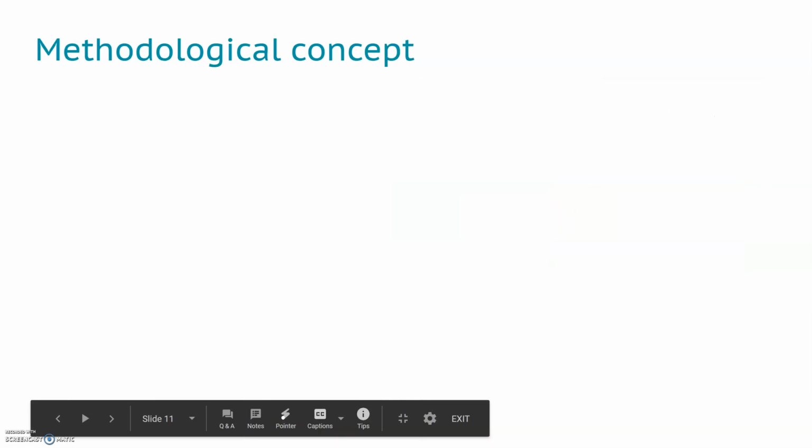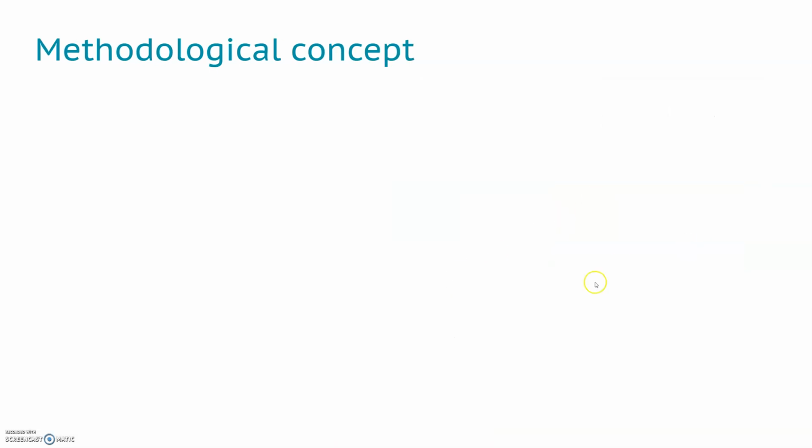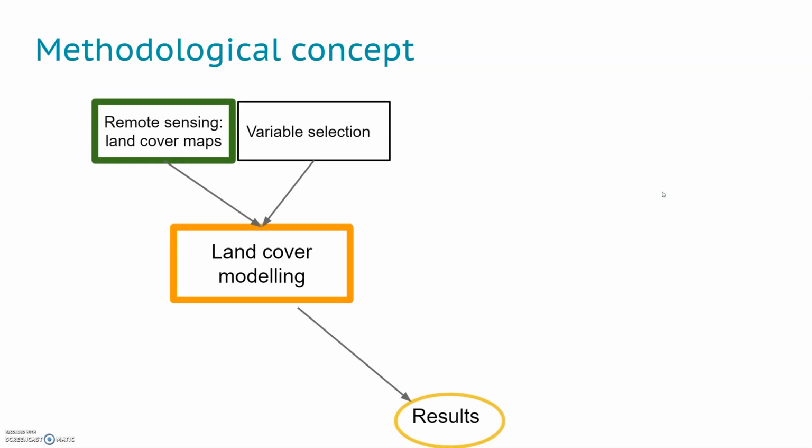Okay, so now I'm going to walk you through our methodological concept map. So a traditional land use change modeling study might take land cover maps developed through remote sensing, choose variables related to forest loss or hypothesized to be related to forest loss, run them through a quantitative land cover model, and spit out results. And that's a valid way of understanding what's going on.